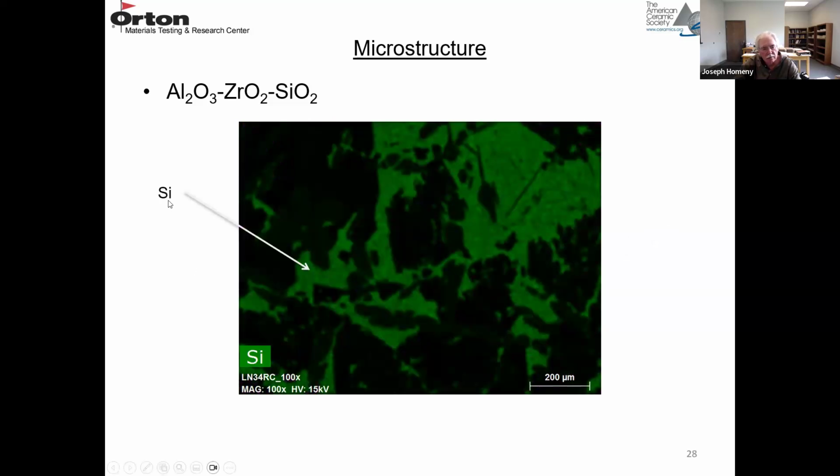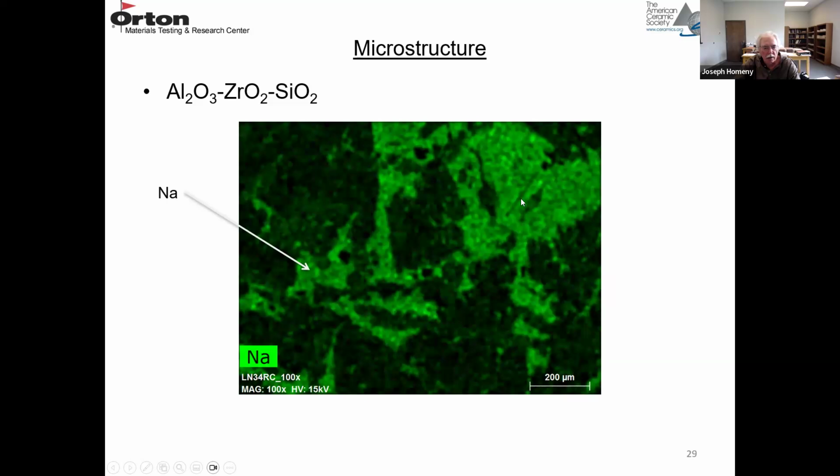And then silicon is in the glassy matrix. So you can see the glass where it's located. So that's in green. So that's silicon in the glass. And the sodium, the contamination, is also in green here. It's in the glass, same location as the silica.